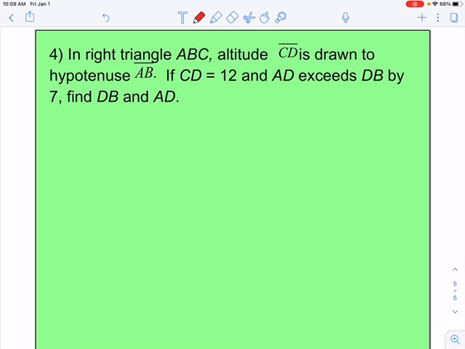Okay, so again, we have another question here in the right triangle ABC. The altitude CD is drawn to the hypotenuse AB. Okay, so again, I need a right triangle.